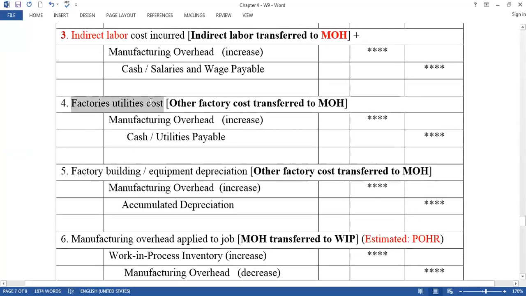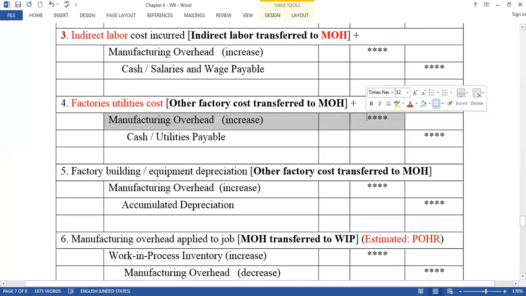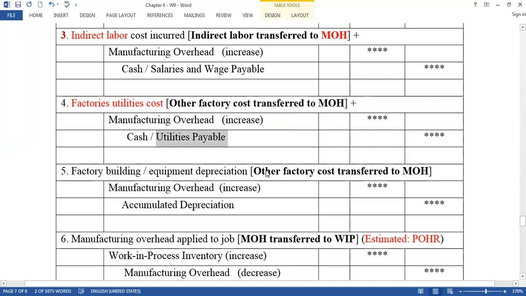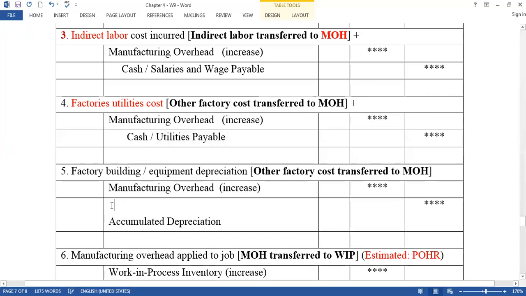Factory utilities. Factory utilities transfer to MOH. MOH increases. So manufacturing overhead debit. Now for these utilities, if you pay cash, credit. If you did not pay cash, utilities payable, credit. But for depreciation, can you remember what is the journal of depreciation? The main journal of depreciation is this one, depreciation expense debit. Depreciation expense office equipment, factory equipment.